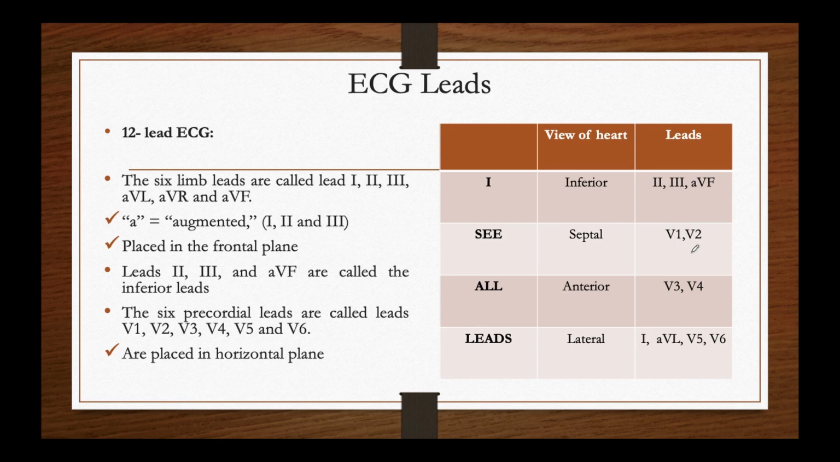Precordial leads V1 and V2 give us information from the septum of the heart. Also, V3 and V4 will give us information from the anterior portion of the heart. Then standard lead 1, AVL, as well as precordial leads 5 and 6 will give us information from the lateral sides of the heart. And as I've written over here, I see all leads. This is just to help you remember the view of the heart and the leads that give the information.